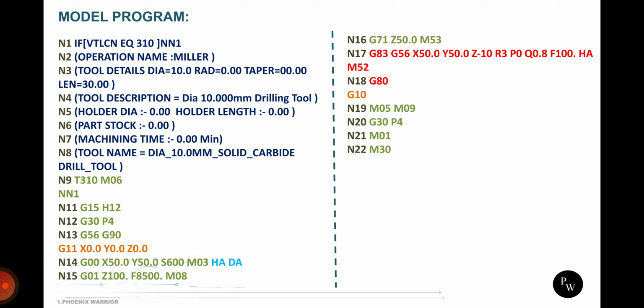After that, M05 is spindle stop, and M09 is coolant off. G30 P4 is the pocket reference return, as well as an optional stop and program end.